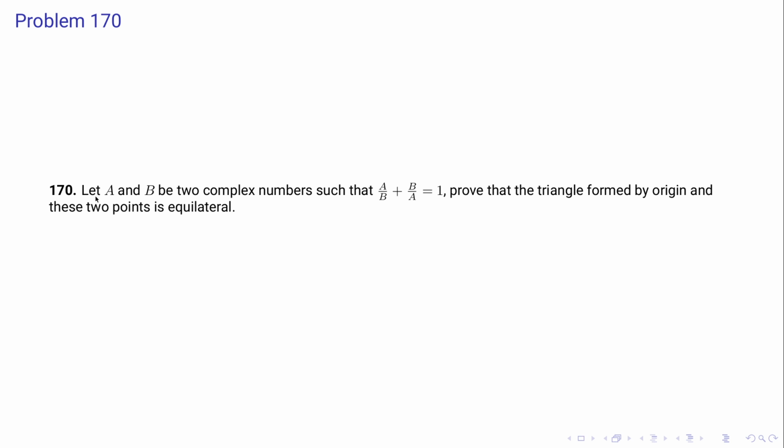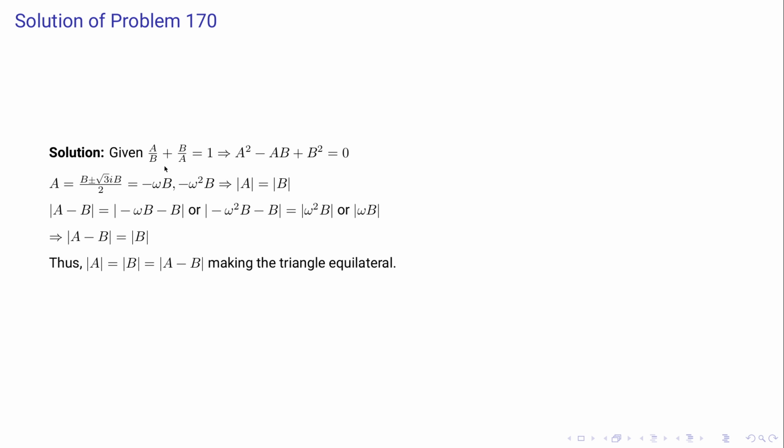Problem 170 says that let a and b be two complex numbers such that a by b plus b by a is equal to 1. Prove that the triangle formed by origin and these 2 points is equilateral. We are given that a by b plus b by a is equal to 1, that is a square minus ab plus b square is equal to 0. So a is equal to b into plus minus square root of 3i by 2, that is minus omega square b. Similarly, if you try to find b, it would be minus omega a or minus omega square a.